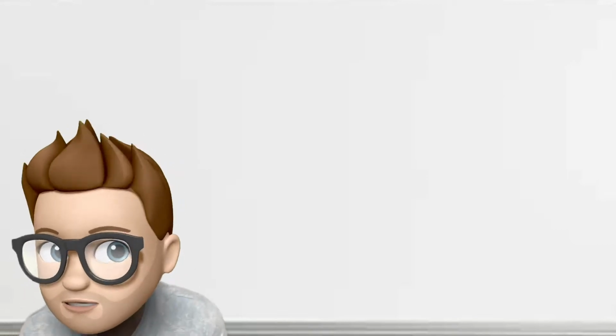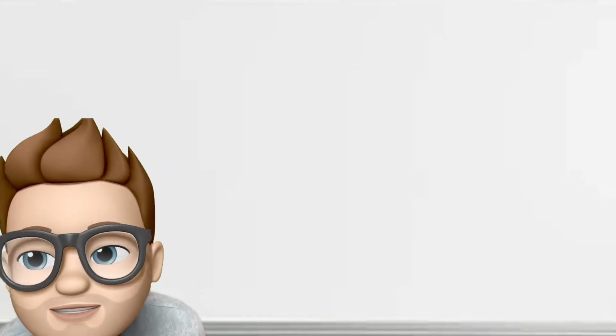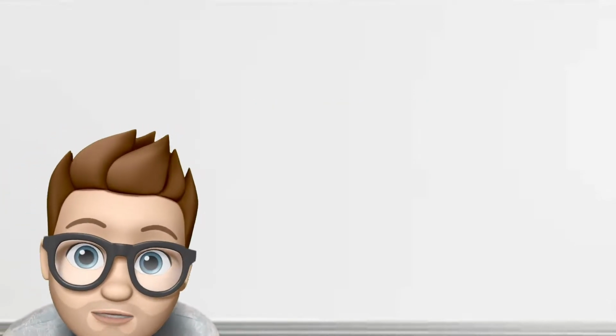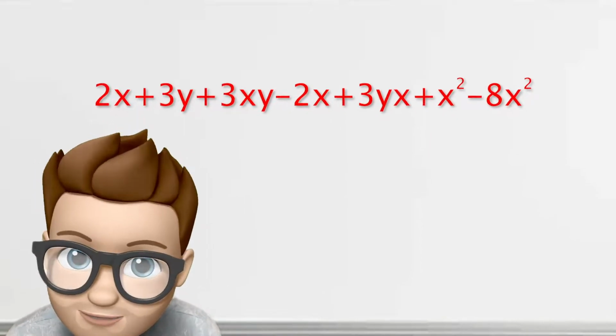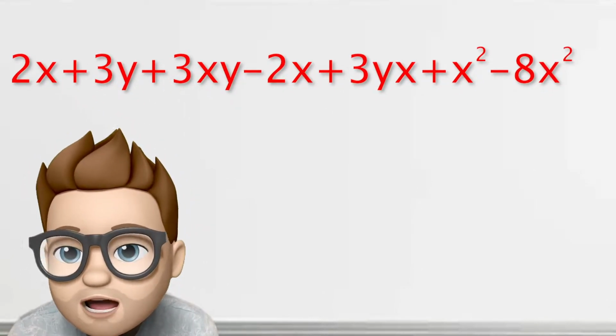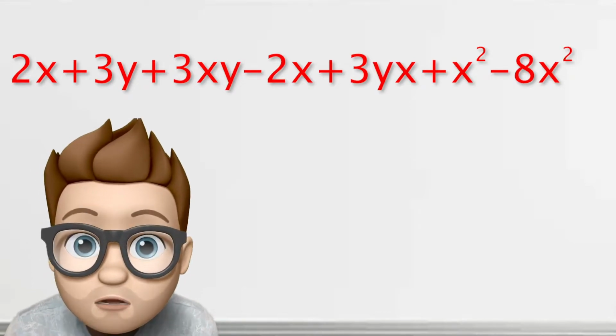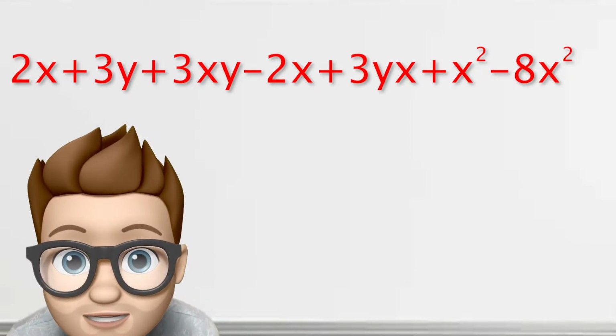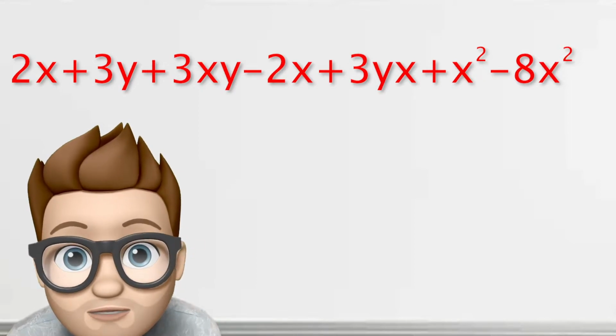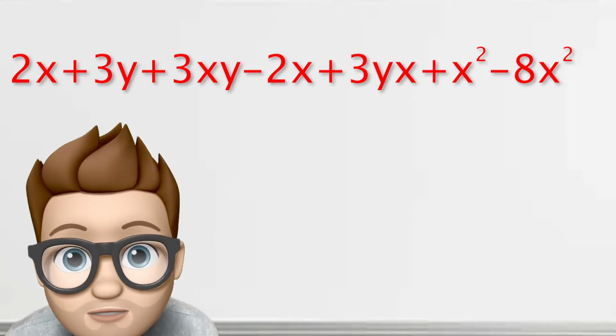Anyway, kitties. All positive about your math, but then you sit down for the test and what happens? Boss level. So that gets thrown at you. You see a question like this. 2x plus 3y plus 3xy minus 2x plus 3xy plus x squared minus 8x squared. And you're like, what? That's not kittens and puppies.